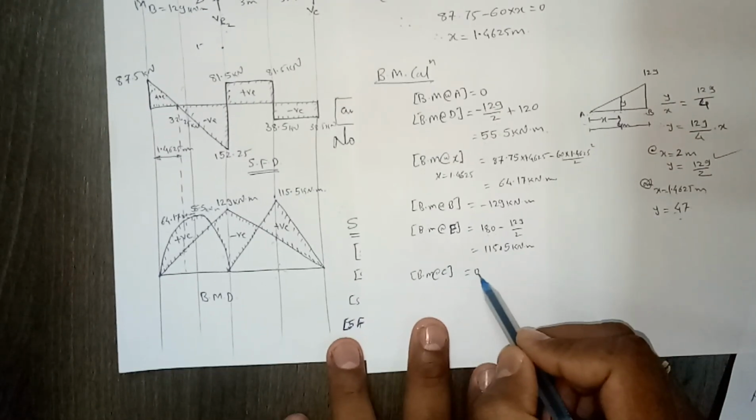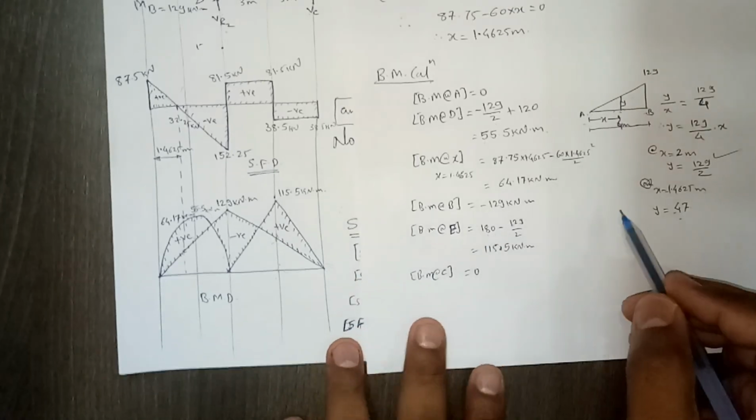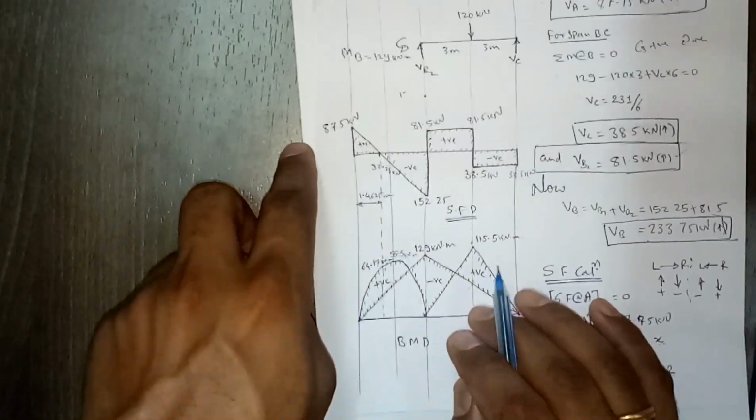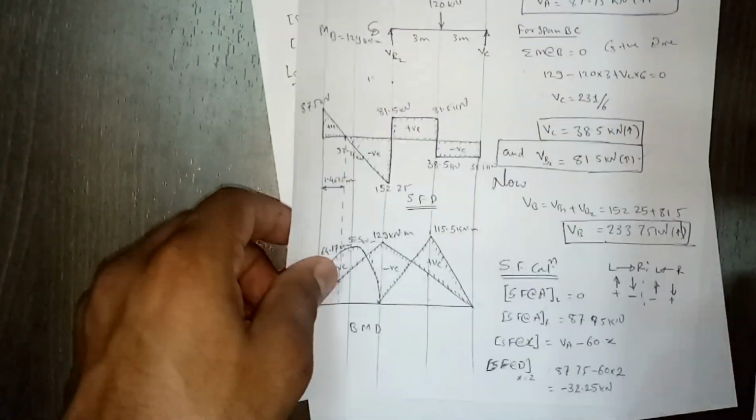Then at point C, definitely it is a simple support, so the bending moment will be 0. So this is how you can plot the final bending moment diagram. So that's the end of this problem.